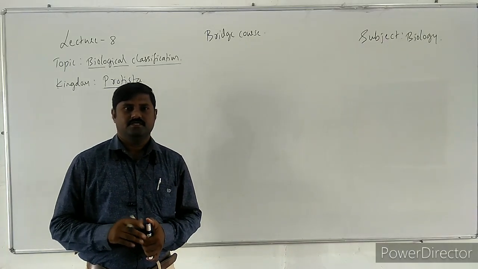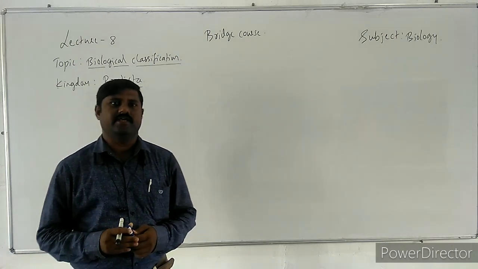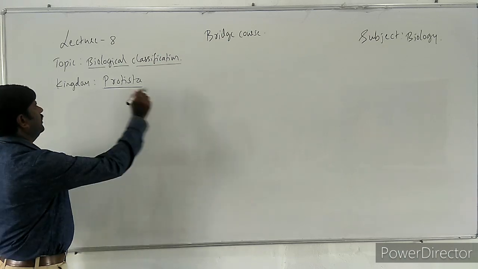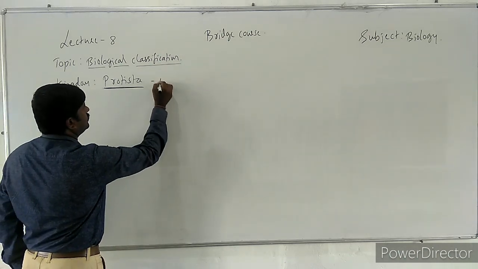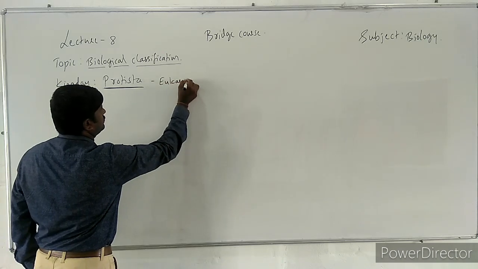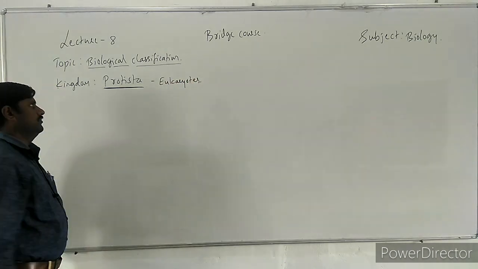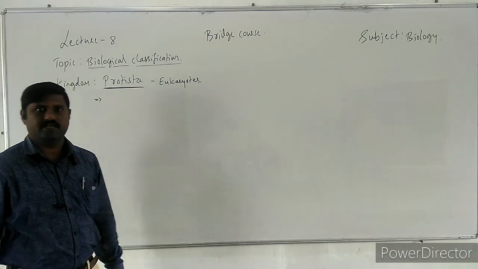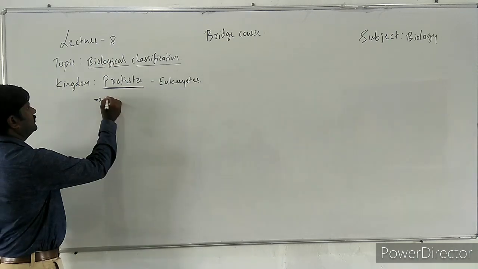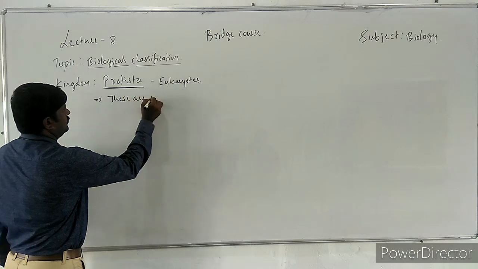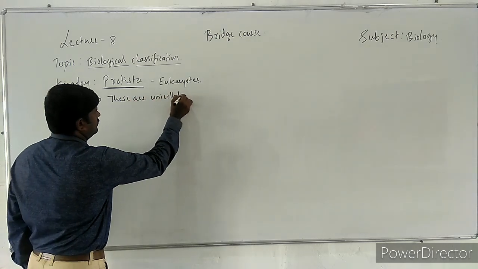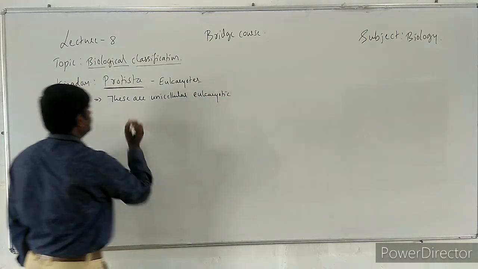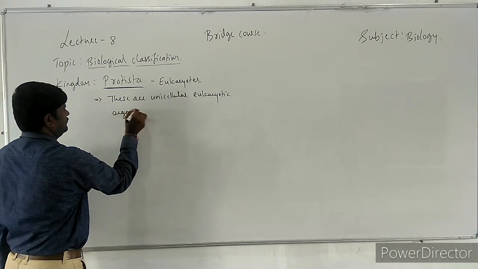Dear students, yesterday we had gone through the first kingdom, that is Monera. Today we will start with the second kingdom, that is Protista. These are all eukaryotes. So how to define these protistans? These are usually unicellular in nature. That is the unique feature of this one. These are unicellular eukaryotic organisms.